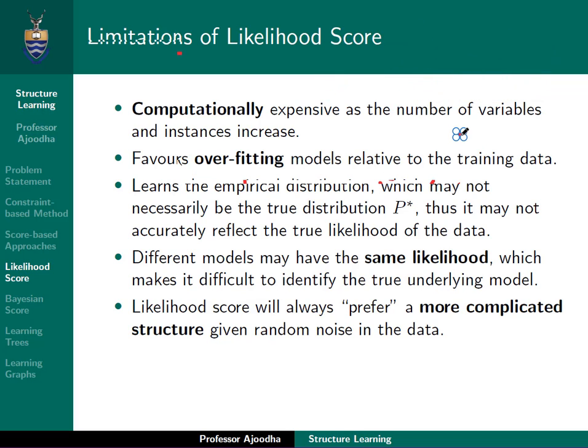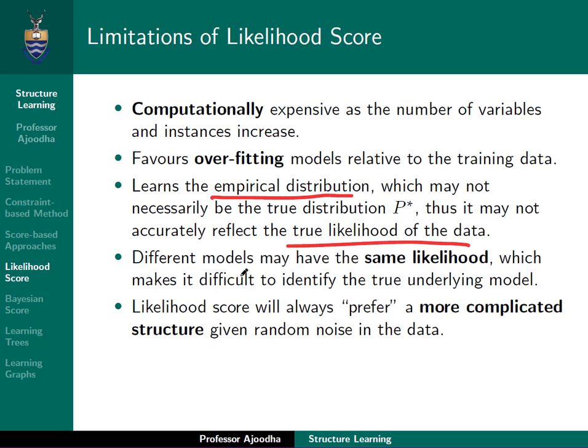The other problem is that it learns the empirical distribution, which may not always be what we want. Remember that we're learning the empirical distribution from the data because it's convenient, because we have the data and we've got to learn from the data. But sometimes we need to be able to generalize to new instances. We don't only want to learn the empirical distribution relative to the data. We also want to generalize the model to tackle things it's not familiar with. So in other words, it may not accurately reflect the true likelihood of the data.